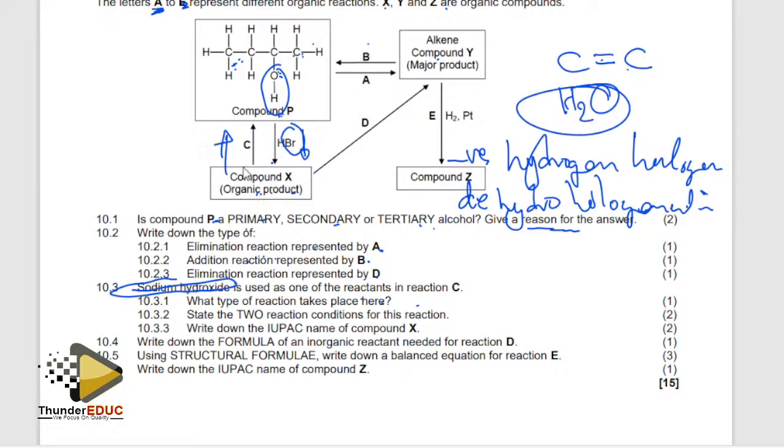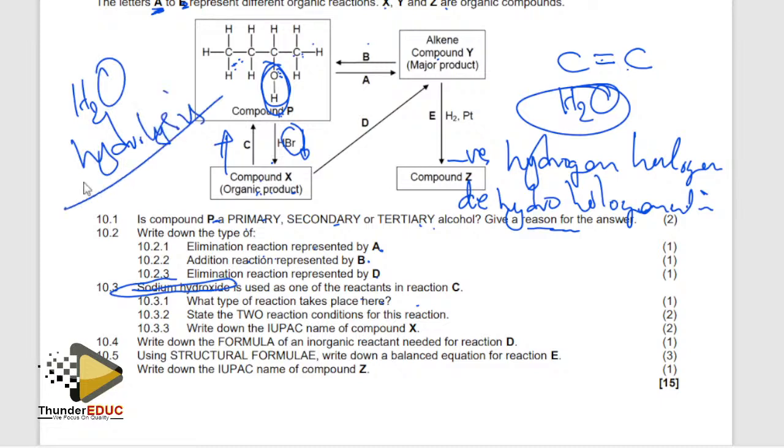But which type of substitution is it? Because I'm forming an alcohol, a component of water must be there. So the reaction becomes hydrolysis. You are splitting it using water. The moment you add water there, it becomes hydrolysis. It's like a substitution, but water is there, therefore it becomes hydrolysis. So we are done with that.